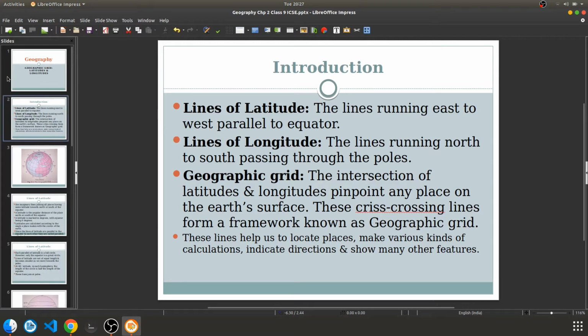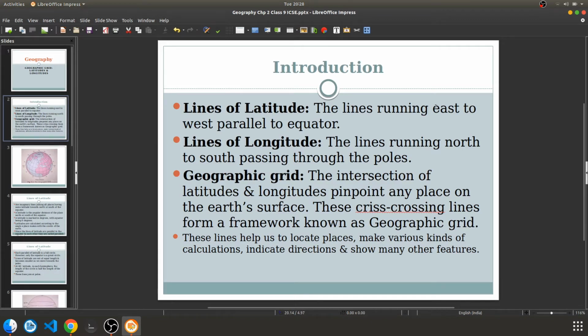Okay, so first is lines of latitude. Two kinds of lines we have in our grid, formed by vertical and horizontal lines. You know grid, what is grid, right? Our earth or globe has also been marked with horizontal lines, but in a spherical way, circular lines parallel to the equator, isn't it? So we'll see what the lines of latitude are.